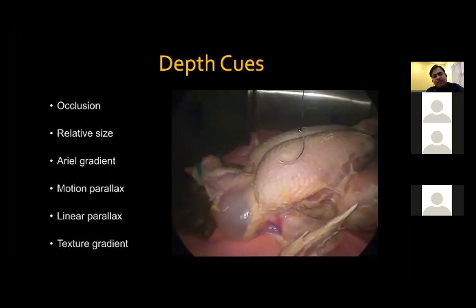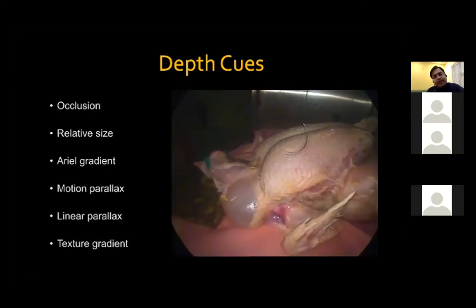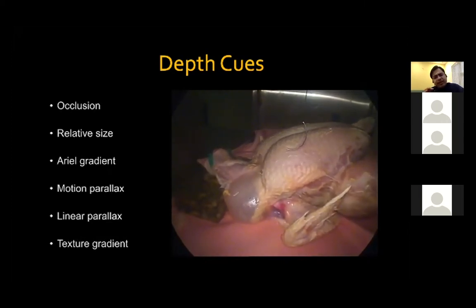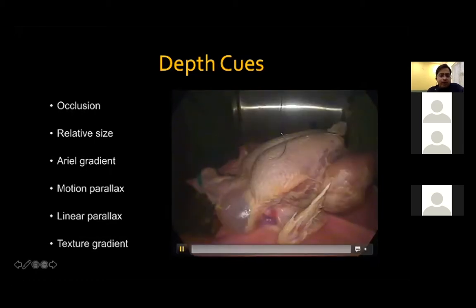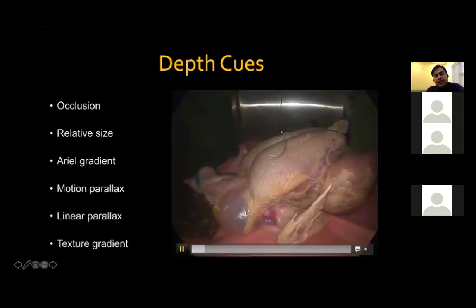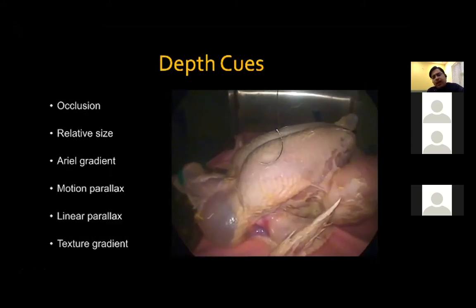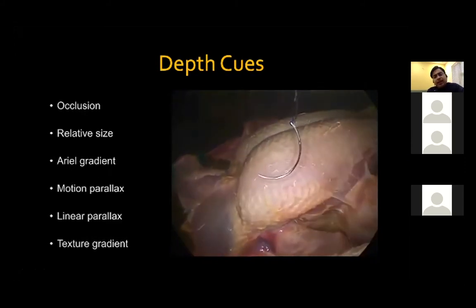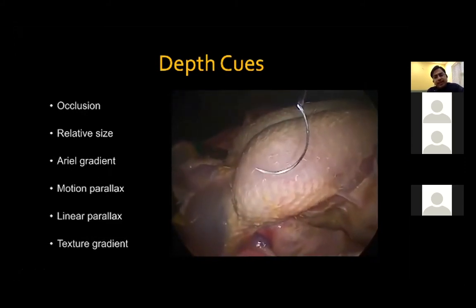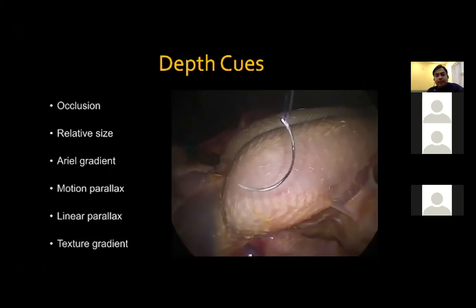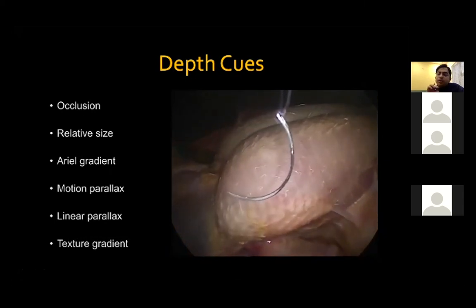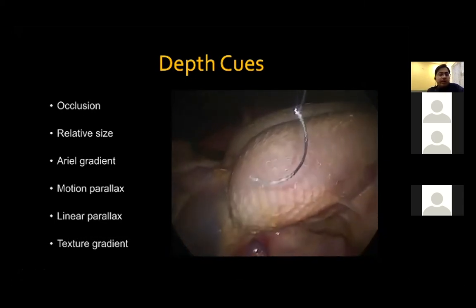So imagine a situation where you're trying to dissect the renal hilum, and when you take your lens really close to the renal hilum, the pulsations of the renal artery will get enhanced. So what is linear parallax? Linear parallax is when two parallel things appear to meet, but when you go closely, you see that they never meet, or they meet at infinity.